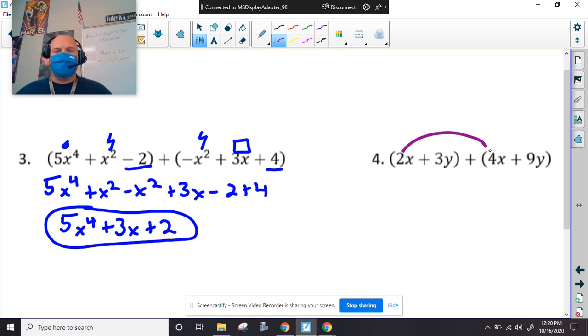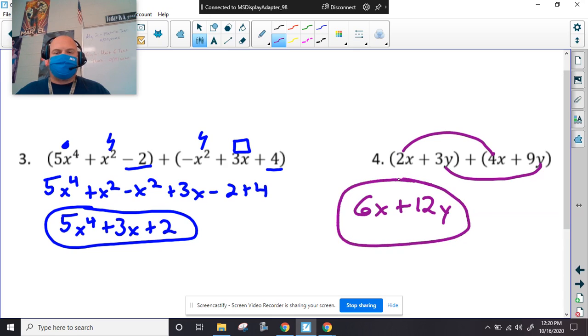All right. This one's fairly easy. We only have these two different terms. 2 plus 4, 6. 3 plus 9 is 12. Okay. I have had people try to tell me that that's 18xy. You can't do that with add and subtract. Okay, two different teams. You can when you multiply, but not when you add and subtract.